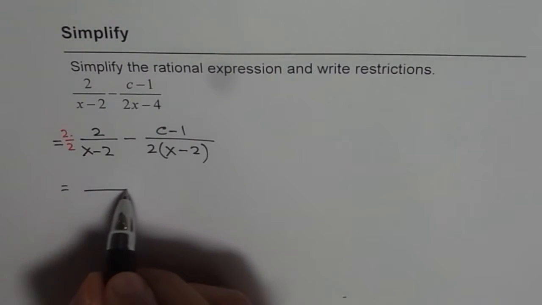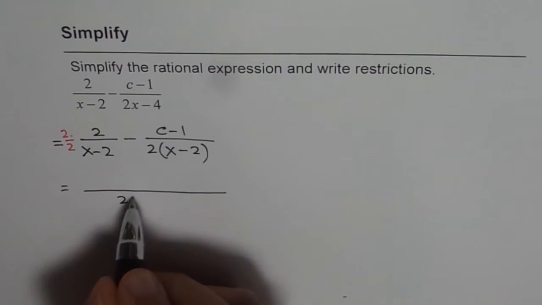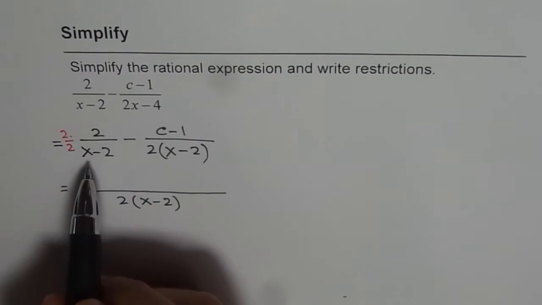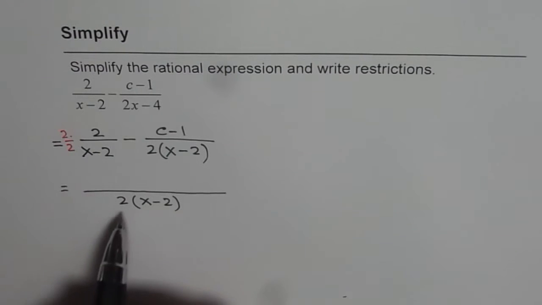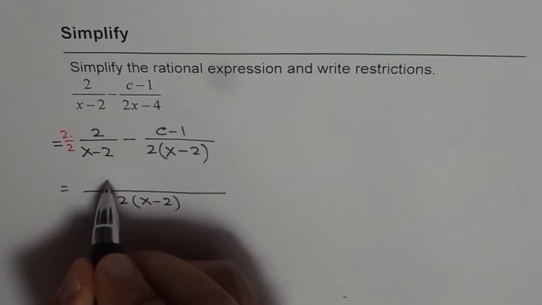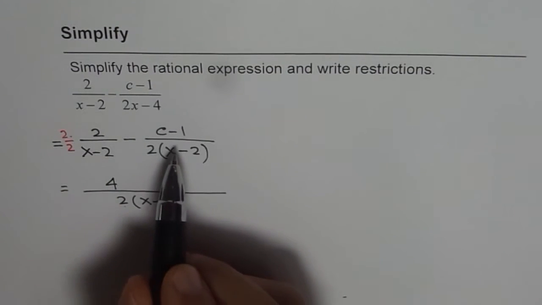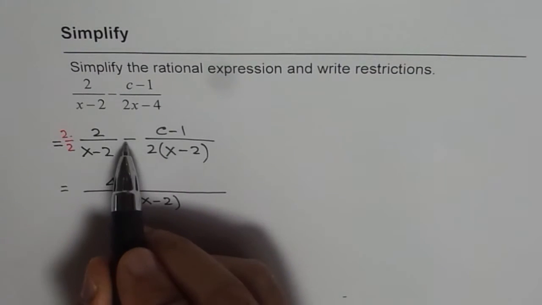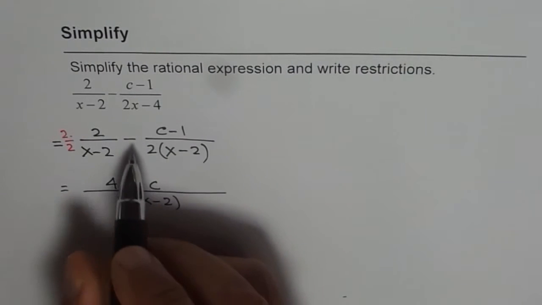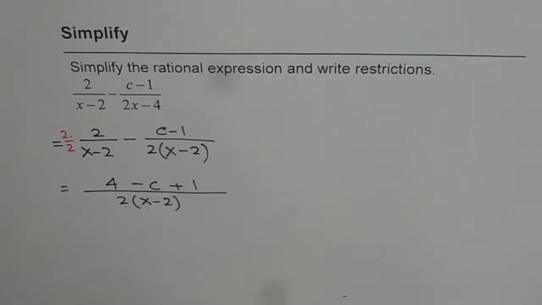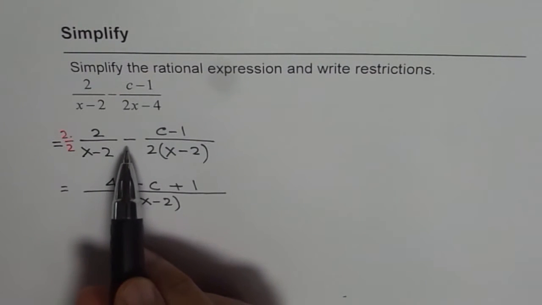So what we can do now is take a common denominator of 2 times x minus 2. As you have seen here, we already multiplied the denominator by 2, giving 2 times x minus 2. Let us multiply the numerator now. 2 times 2 is 4, so we get 4. And on the right side of the negative, we have c minus 1. So negative of c and the negative of negative 1, which will be positive 1. Remember to change the signs whenever you're multiplying by a negative number.